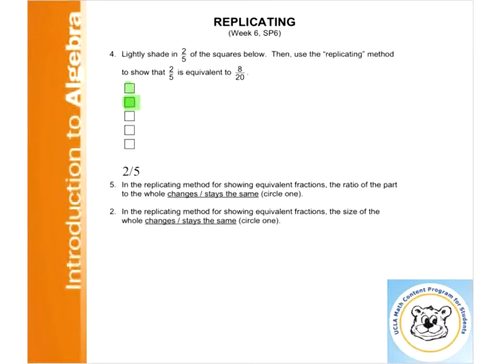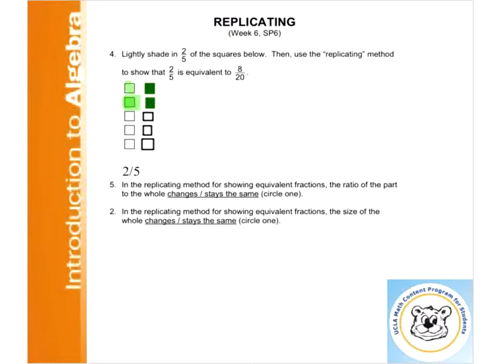The second method is called the replicating method. Here you see 2 of 5 squares shaded, and to show that 2/5 is equivalent to 8/20, we can replicate this pattern until I get a fraction that shows 8 of 20 squares shaded. Someone's doing that for me. Thank you. So you'll see I first have 2/5 of the squares shaded.